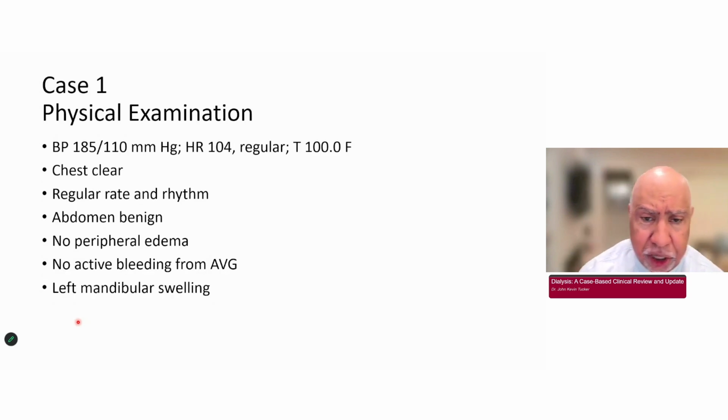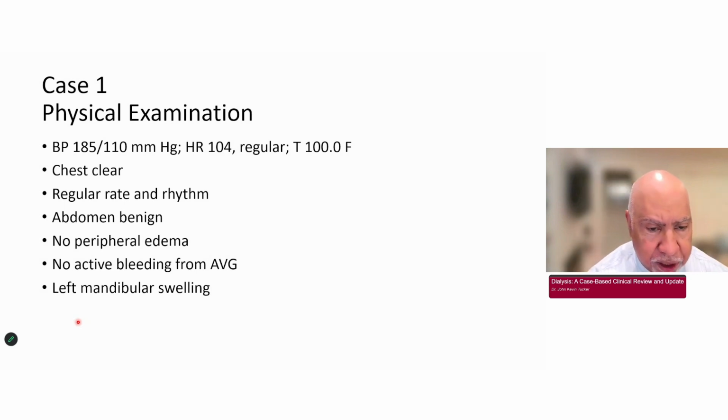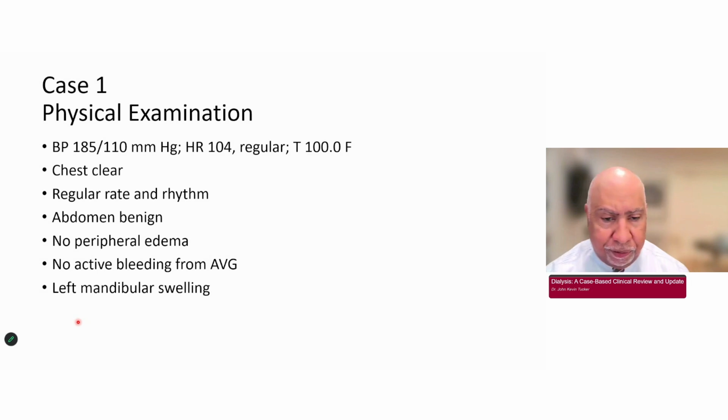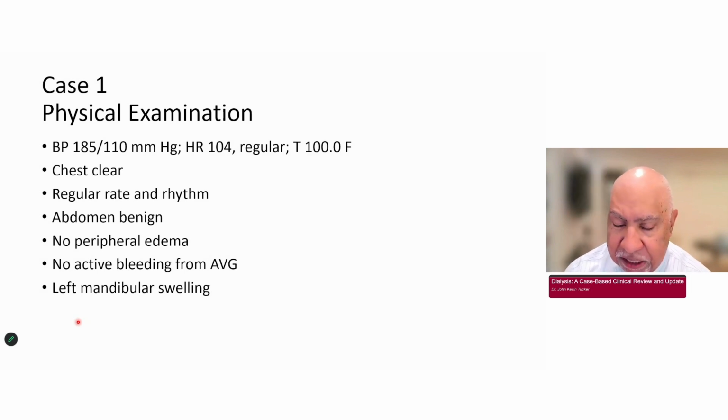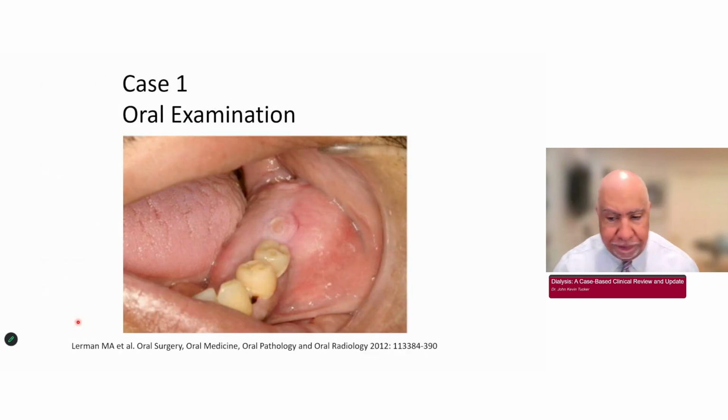On physical examination, he was hypertensive and tachycardic. He had a low-grade fever. His chest was clear. He had a regular rate and rhythm, benign abdomen, no peripheral edema. He had no active bleeding from his AV graft, but he did have notable left mandibular swelling. This is a photograph from the inside of his mouth.